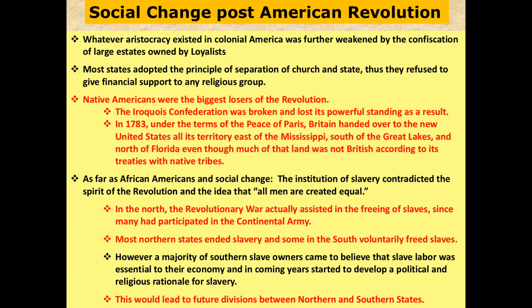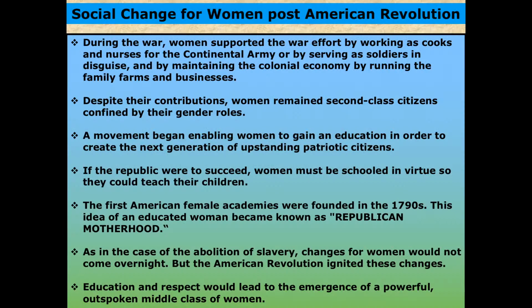I mean, it's already ingrained into their economic system, largely the labor force of the land at that time. So southern states are not going to readily give up their slaves, and it's going to lead to a big fight later on. So, for women, we do have social change post-revolution.